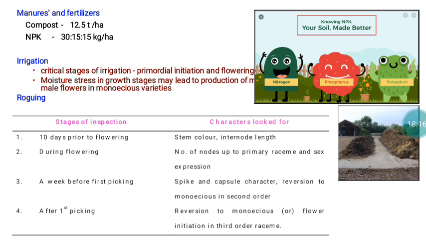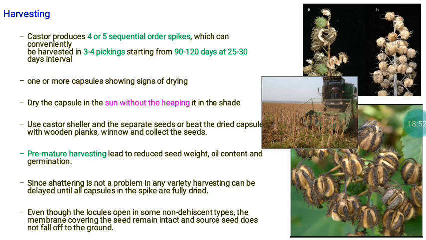Rogueing is also a very important operation because it is a cross-pollinated crop. To maintain the prescribed level of genetic purity, we have to do rogueing at different stages, like 10 days prior to flowering, during flowering, a week before first picking, and after first picking. At all those stages, based on the given characters, we have to look for the presence or absence of off-type populations. If any off-type plants are there, they should be removed from the field in order to ensure the desirable level of genetic purity in the resultant seed material.